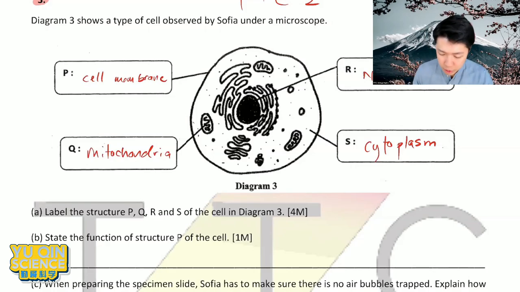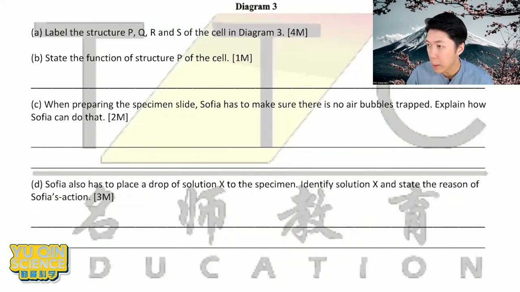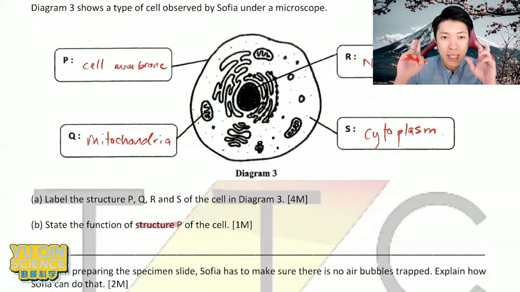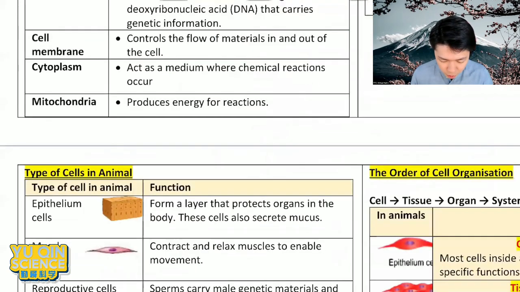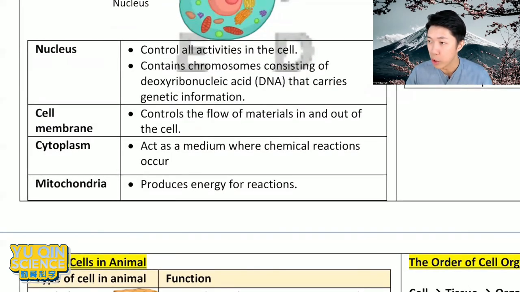All right. Cool, next one, I think we shall go to the next, B. State the function of structure P of the cell. So you have your short notes with you, right? Everybody, may you refer to the function of cell membrane. It's the door to allow things to go in and out. So can you look out for cell membrane? Control the flow of material in and out. So remember, in and out, then can already. Keyword, yeah? Things go in and out. So can you copy that down to your question B?